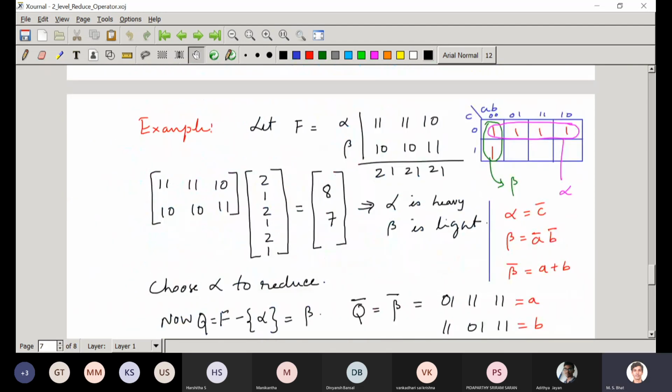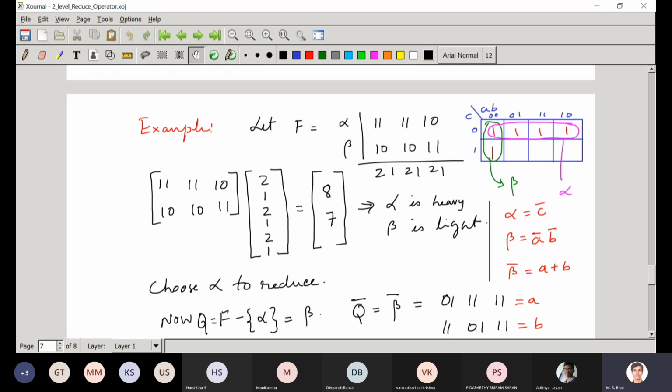So here is a very quick example, that F is equal to this. Okay, 1 1 1 1 1 0. That is, this is C bar. So that is this function, this cube, and alpha and beta. There are only two cubes in the function F. I want to reduce them. Then I have beta. Beta is A bar B bar.